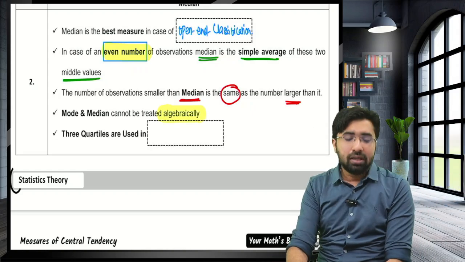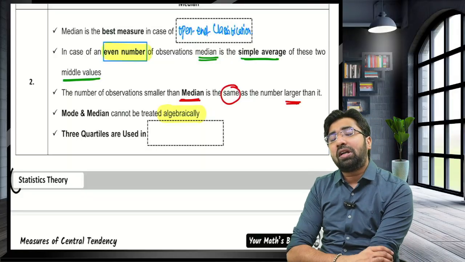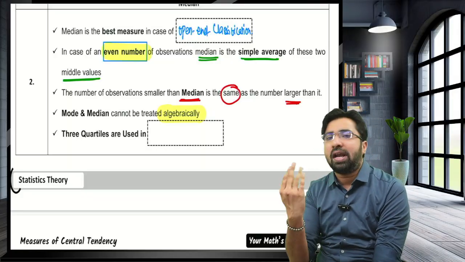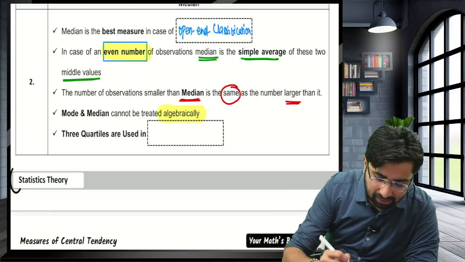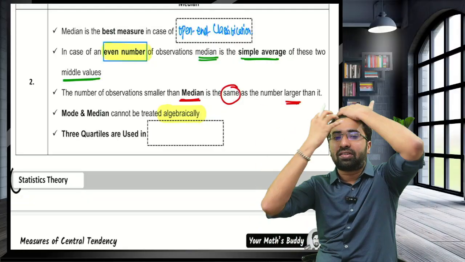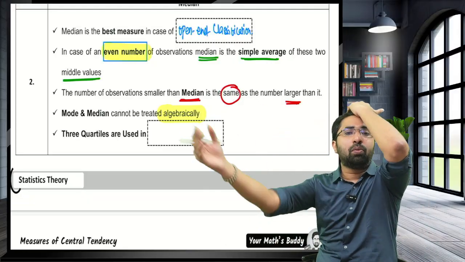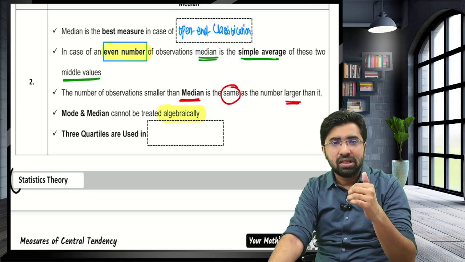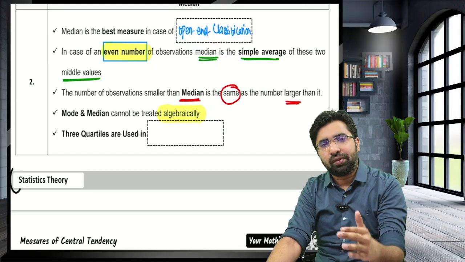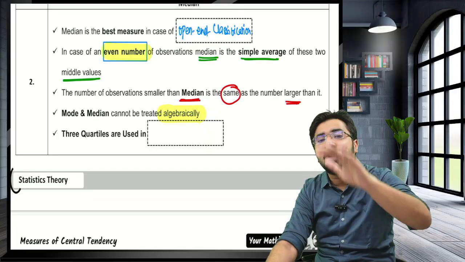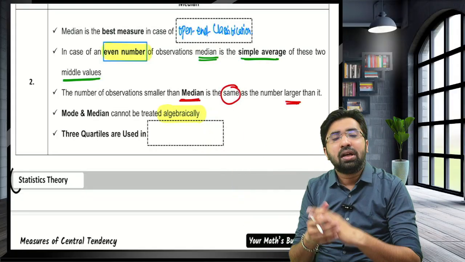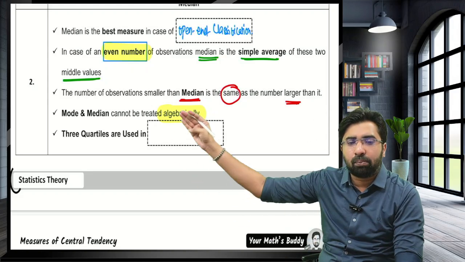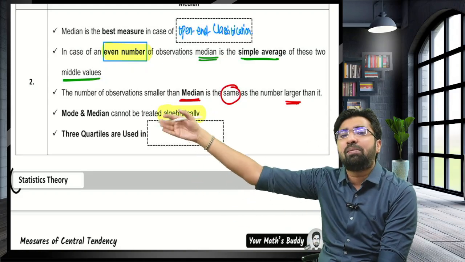Algebraically means: which measure does not have a combined mean formula? The answer should be mean and median both. Sometimes in higher studies, they say mean and median both cannot be treated algebraically. Algebraically simply means that we cannot calculate any further combined formulas. A combined AM formula exists, combined GM exists, combined HM exists, but there's no combined formula for median and mode. So they don't have any mathematical treatment.